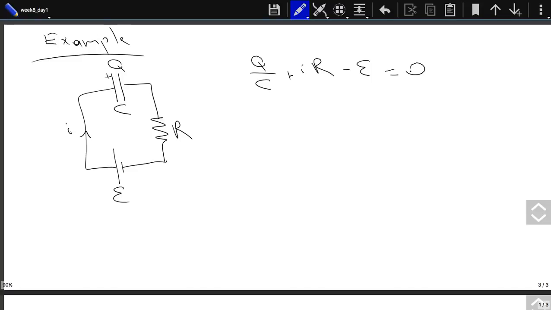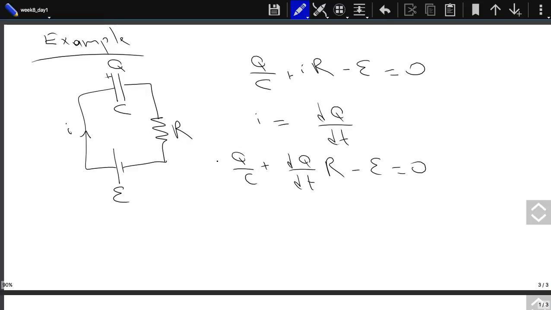Now, the next thing we have to do is relate Q and I. So I is dQ by dt, but positive or negative? It's positive, because if I is positive, that is the current is running in this direction, the charge on the positive plate will increase. So dQ over dt is positive if I is positive, so the sign is positive. Let's place this in the above expression, and we get a single equation for the single unknown Q. So Q over C plus dQ by dt times R minus epsilon is equal to 0.